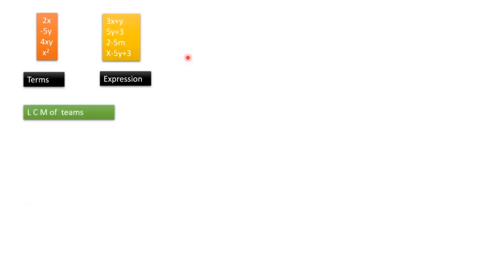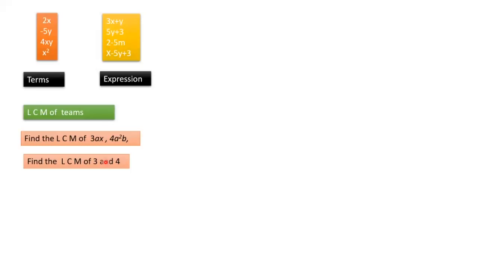Now, next one, LCM of terms. You are going to find the LCM of given terms. So look at this bunch of terms. This term is 3ax and this term is 4a squared b. So how do you find the LCM of these terms? When you find the LCM of given terms, you have to think about the numbers first. Here 3 and here 4.